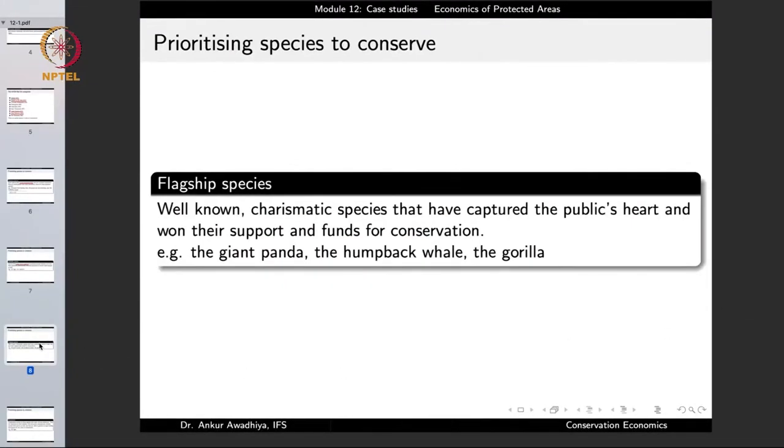And the third is flagship species. Flagship species are well-known charismatic species that have captured the public's heart and won their support and funds for conservation. Examples include the giant panda, the humpback whale, and the gorilla. So these are species that attract people.